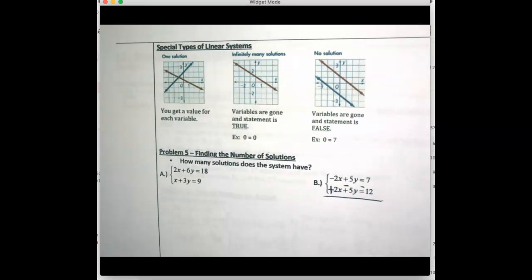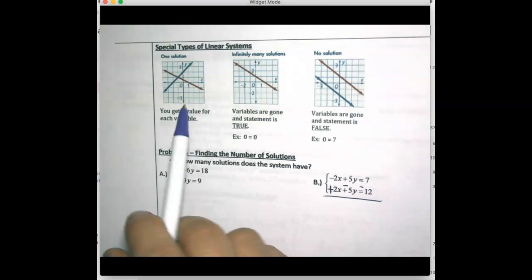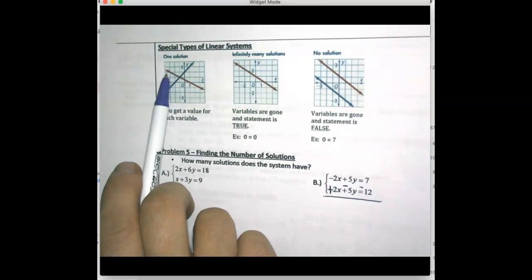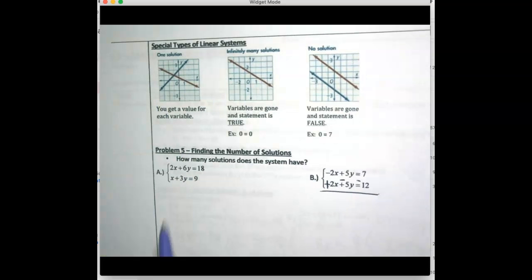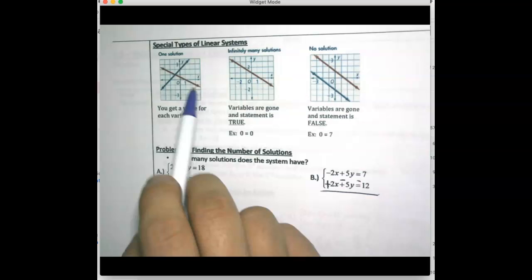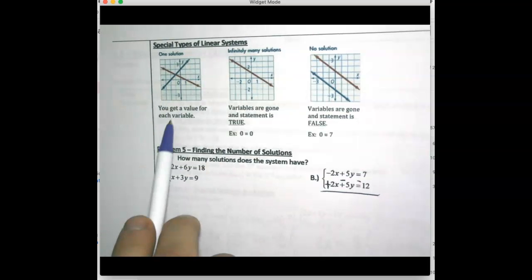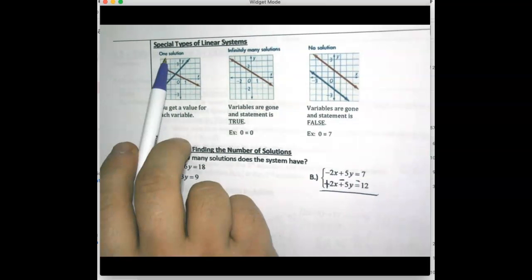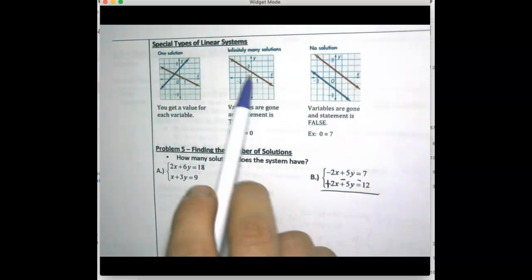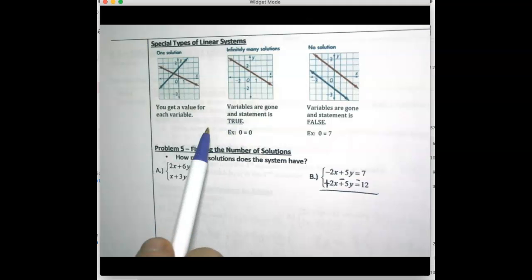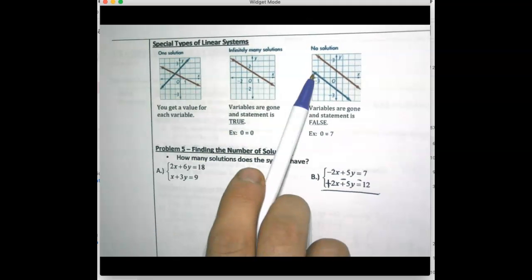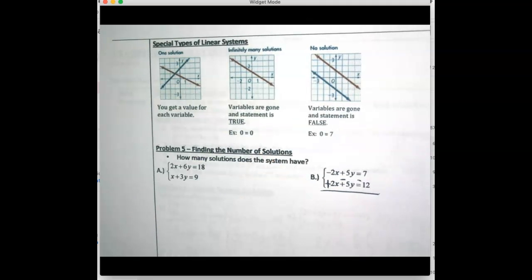So I'm going to go ahead and get into special cases, right? Special cases you've seen before, where if you're solving a system of equations by graphing and the two lines intersect in one place, you have one solution, right? If two lines get graphed and they're the exact same line, you have infinitely many solutions. And then if two lines get graphed and they're parallel, right, they'll never touch. There's no solution. So that's graphing.